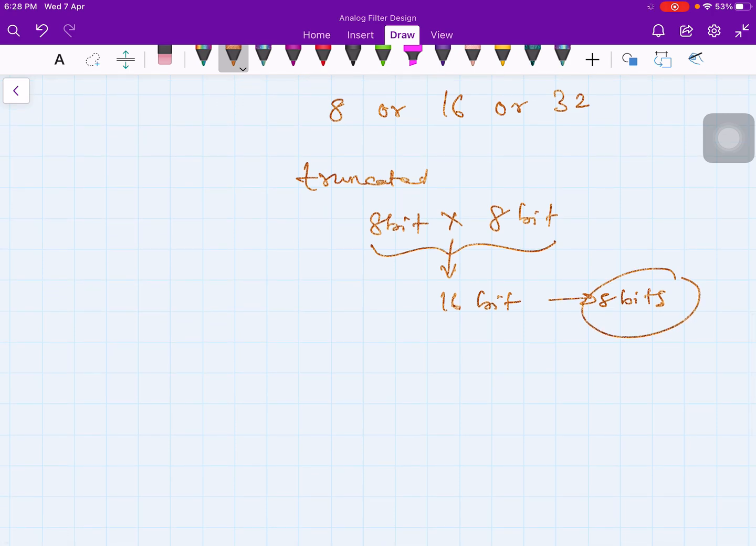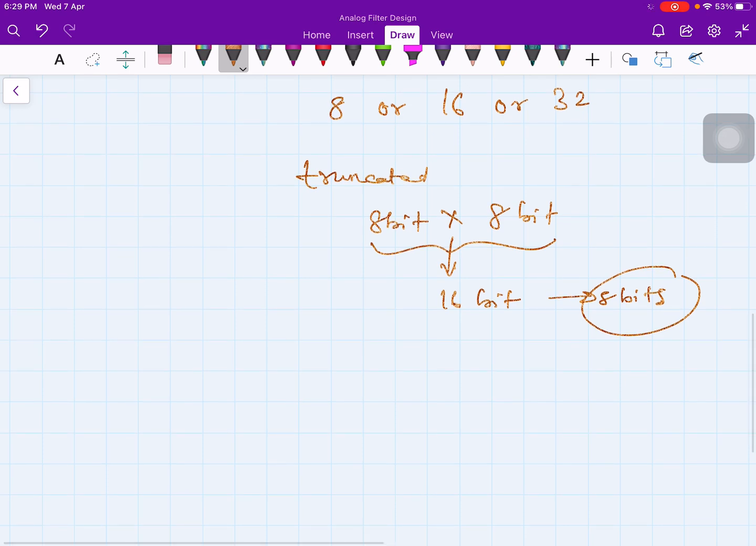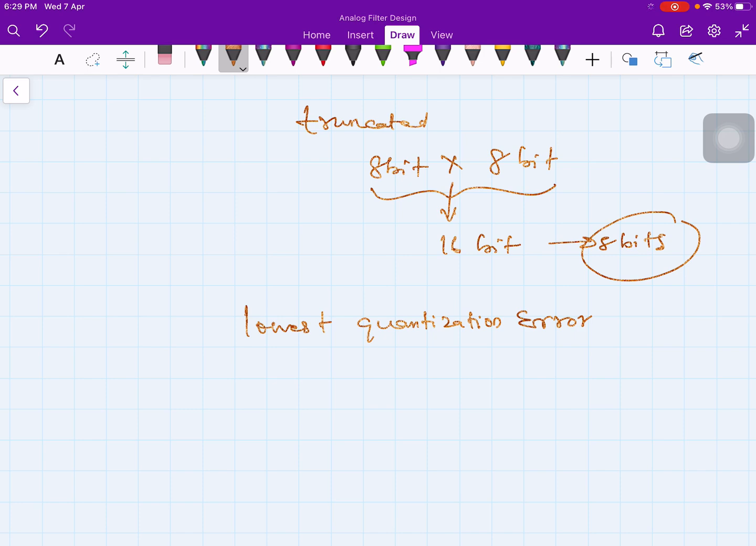So various structures have different properties with regard to word length effects, and one should choose the one which has the lowest quantization error. You choose a structure such that it has the lowest quantization error, and this is the reason why a multiplicity of structures has to be worked out before making a choice of an optimum or a near optimum structure. Even though you have many structures, you have to choose the one which has the lowest quantization error.